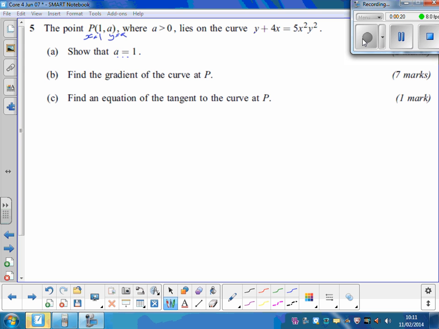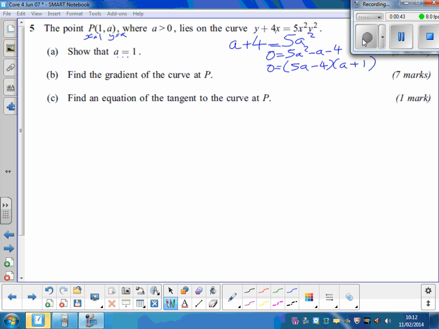Instead of a y, we're putting a. Instead of an x, we're putting 1. Look at that, quadratic. So we got 5a squared minus a minus 4. Factorise that, we get 5a minus 4 and a plus 1.